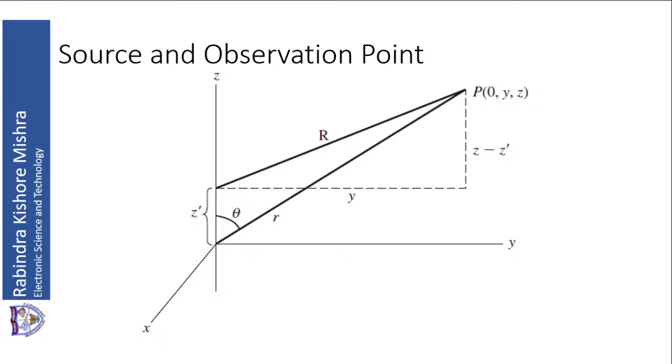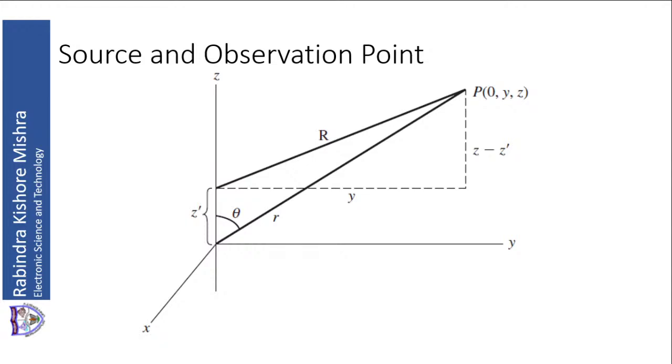Then for the perpendicular line, for the observation point, the z coordinate is z, and the distance at which it meets the line is z minus z dash. Why will it be z minus z dash? Because if I extend the line from P onto the y-axis, where it meets the y-axis that distance is z. But where it meets the line parallel to the y-axis, that distance from the y-axis is z dash. Therefore, this distance will be z minus z dash.